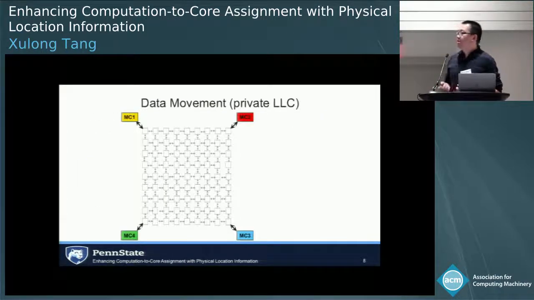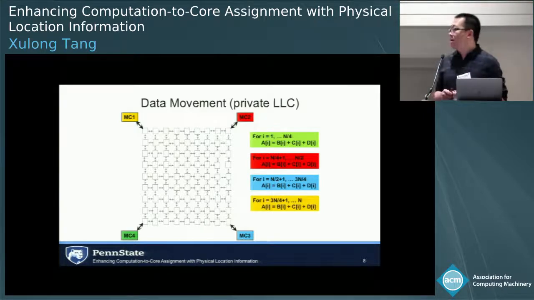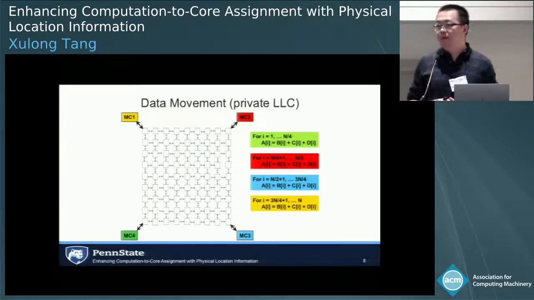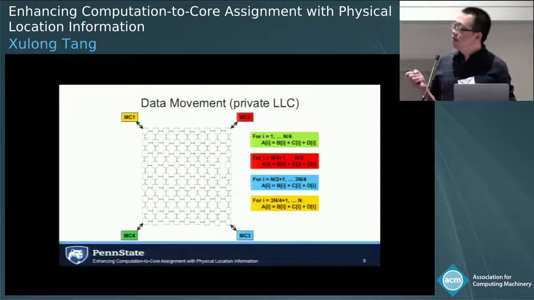Coming to the motivation, we use the same mesh network as before, and this time we are trying to parallelize a simple loop body into 4 chunks and run them in parallel. Because there is no data dependency here, we can simply chunk this loop into 4 parts and annotate them here using different colors. Let's further assume that the data accessed by a chunk of the loop body misses the last level cache, and goes to the corresponding memory controller with the same color.